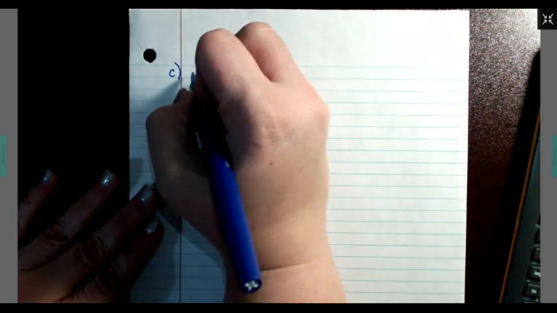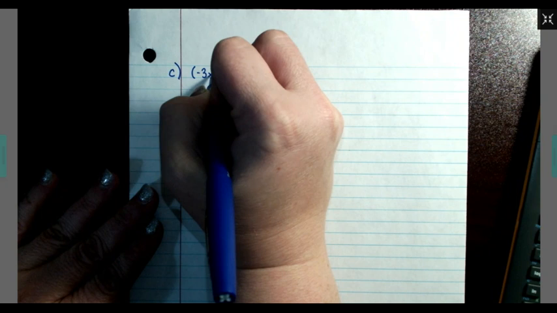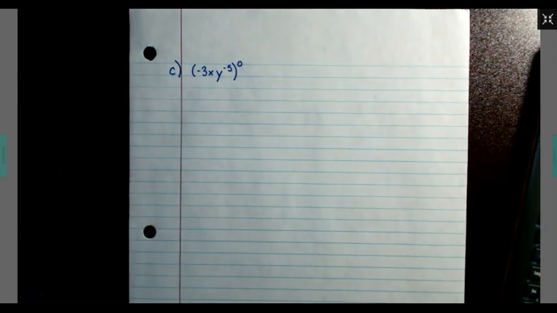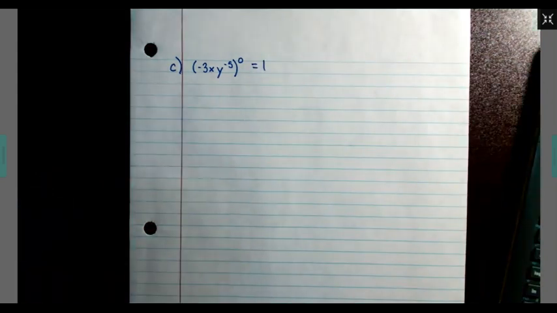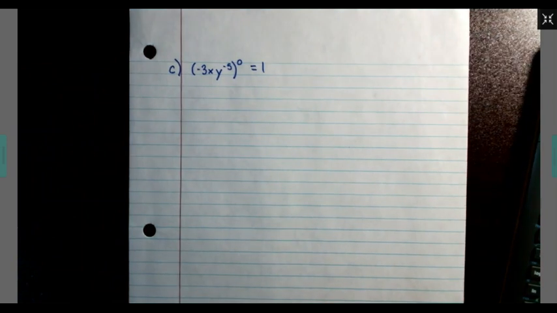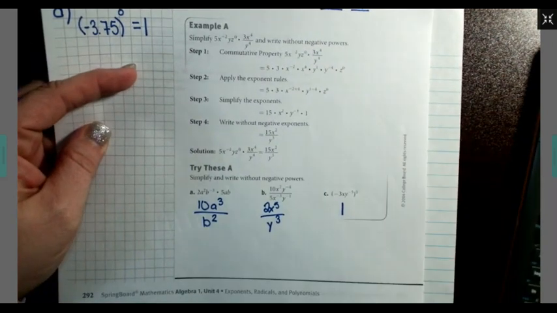All right, this one says negative 3 x y to the negative 5, all to the 0 power. Anything could be 5,000, could be 500, could be 20, could be y, it could be x, it could be anything. Oh, sorry, take that back, can't be 0. Anything to the 0 power is 1. All of this inside the parentheses is being raised to that 0. That was probably the easiest problem there was. Simply 1.